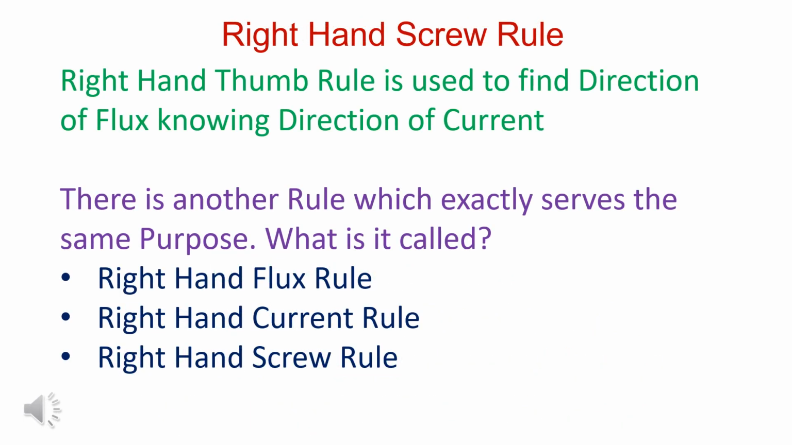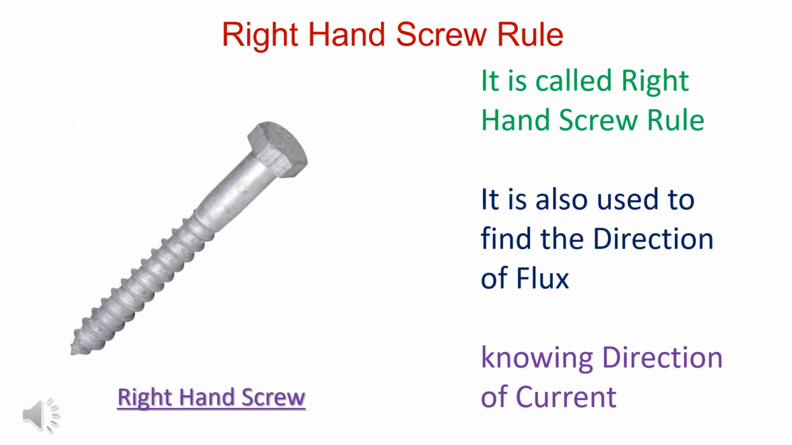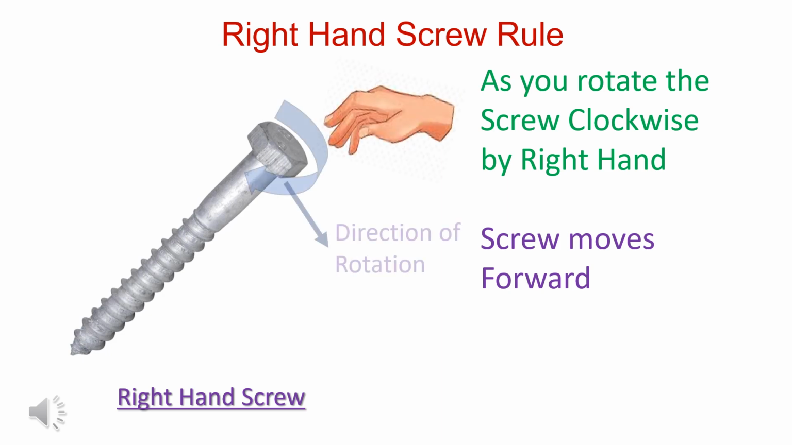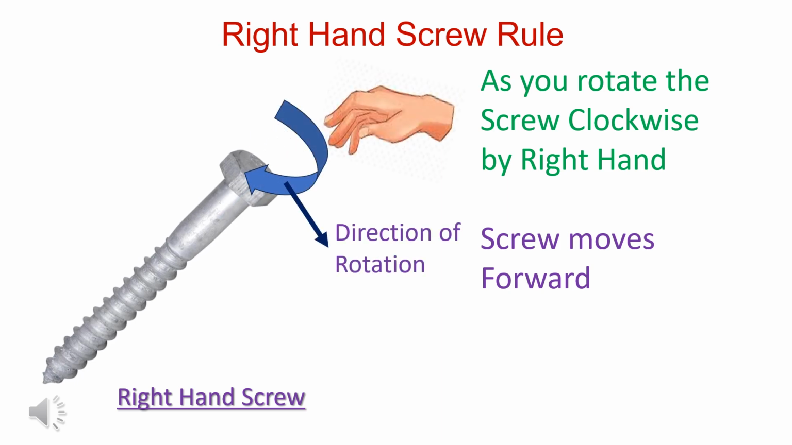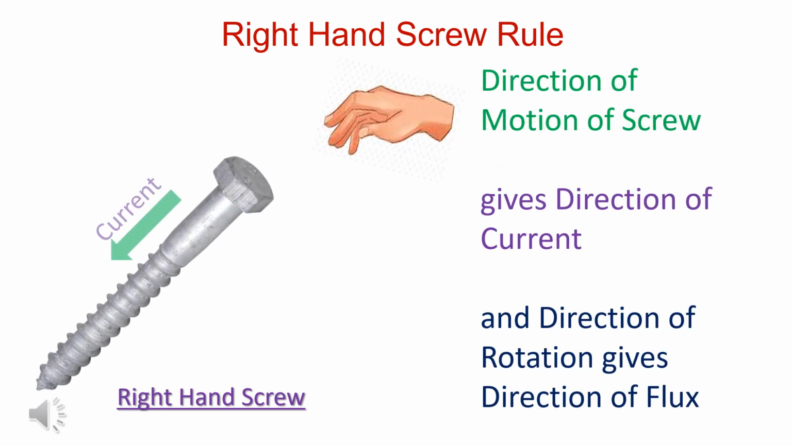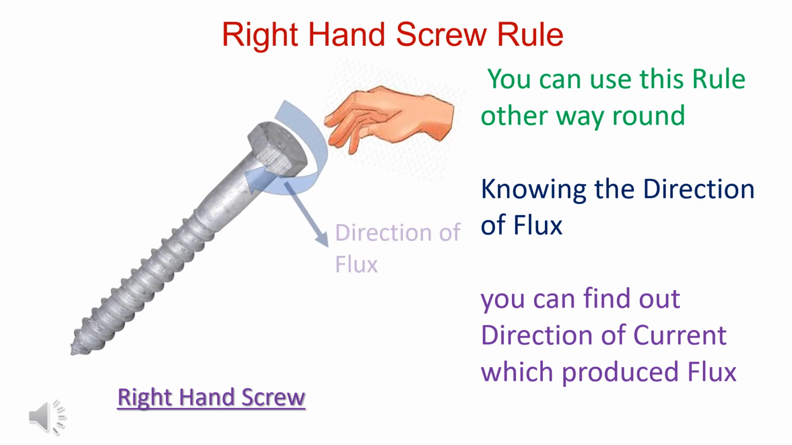What is the name of another rule which is equivalent to the right thumb rule? It is called the right hand screw rule. As you rotate the right hand screw, it moves forward. Direction of motion of screw gives direction of current. Direction of rotation gives direction of flux. Knowing direction of flux, you can also find direction of current which produced flux.